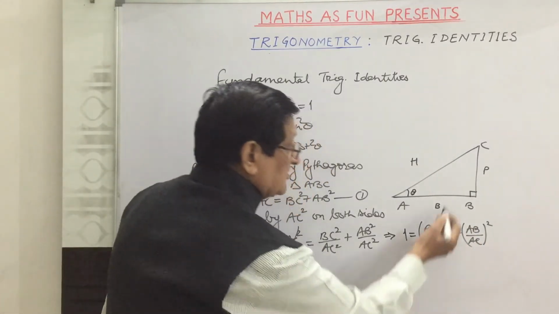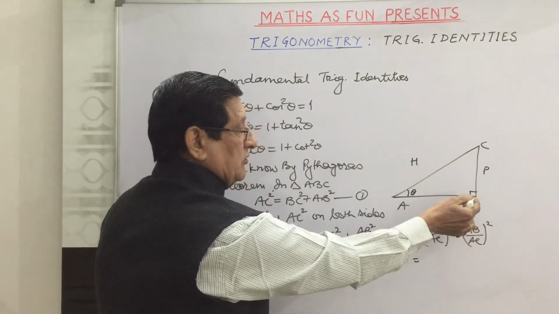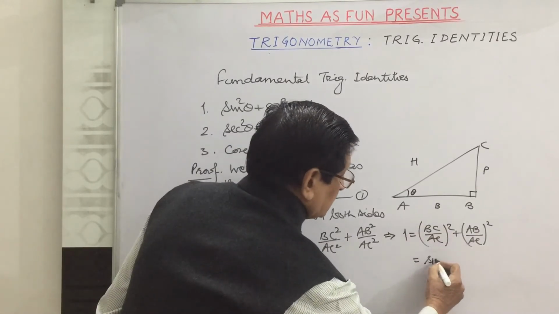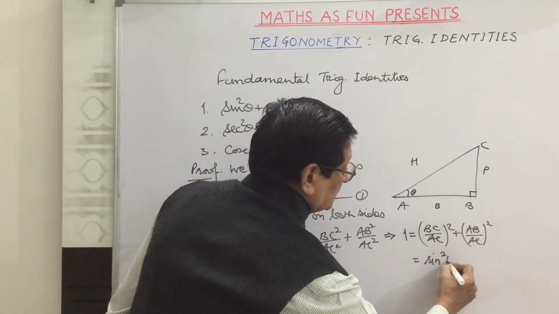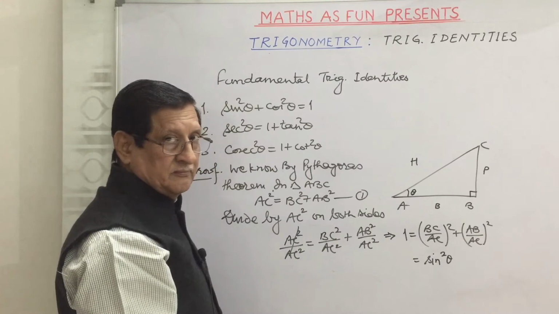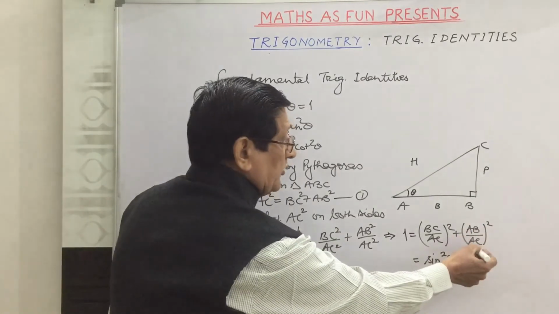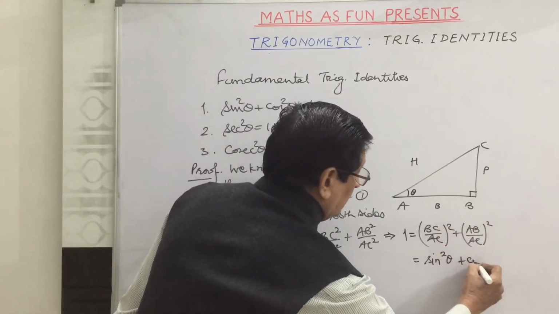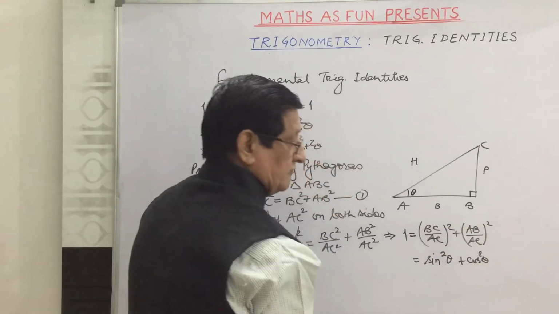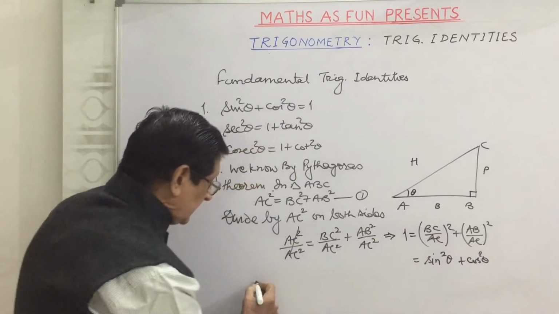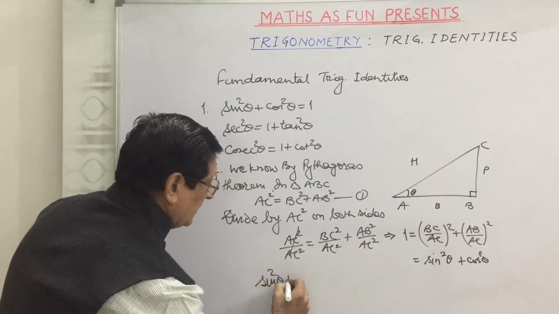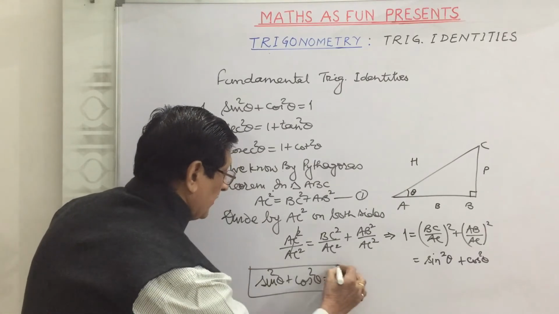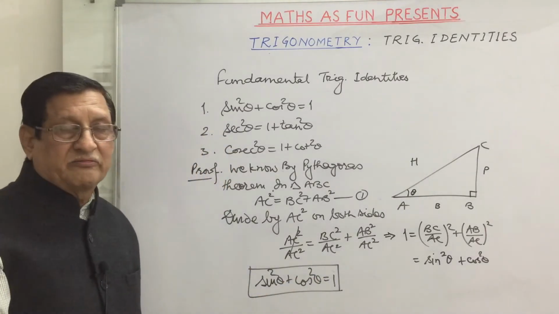This is BC upon AC. BC is perpendicular, AC is hypotenuse. Perpendicular upon hypotenuse is sine theta, so this will become square of sine theta. AB upon AC is base upon hypotenuse, which is cos theta, and the square of this will give you cos square theta. So we have got the relation that sine square theta plus cos square theta is equal to 1. This is the first identity we have.